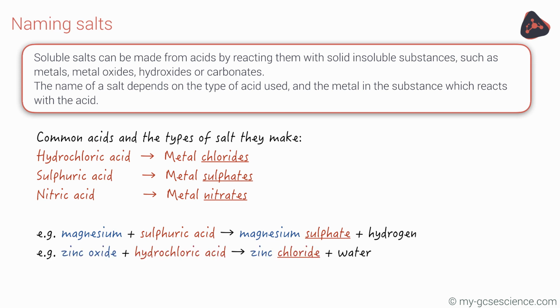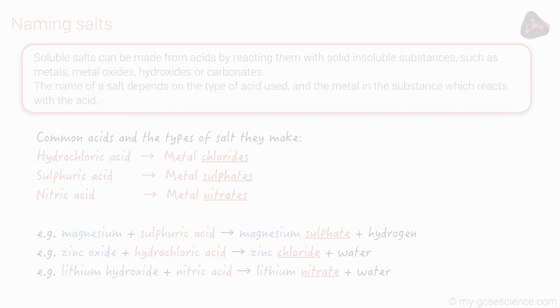Same in the next example. If you want to make zinc chloride, we need to use hydrochloric acid and something that contains zinc. To make lithium nitrate, we react something that contains lithium and nitric acid. Just beware that if you're asked to write an equation in the exam, you'll be expected to know what other products are produced, such as hydrogen, water, or perhaps carbon dioxide.